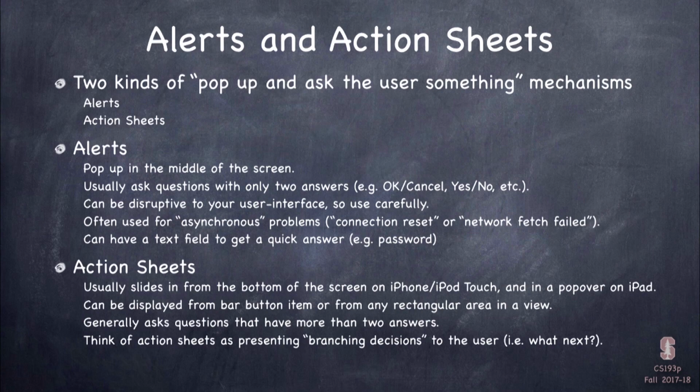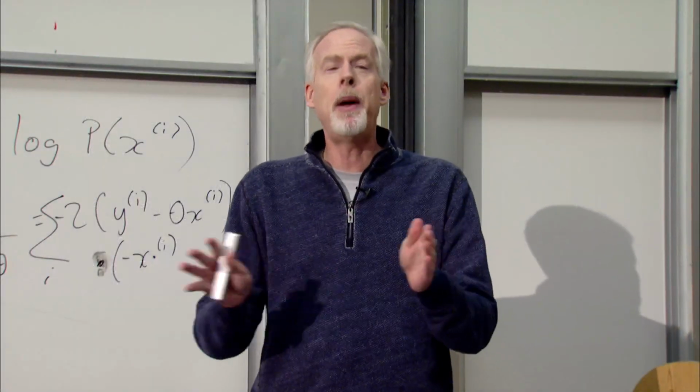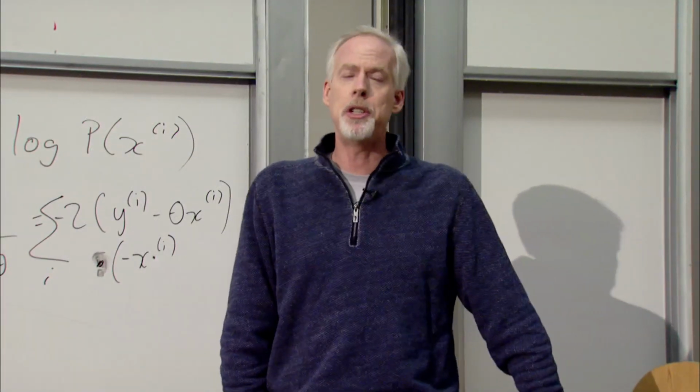Now an action sheet is similar in that it's modal, takes over the screen, but here you're almost always going to have more than two choices. This thing slides up from the bottom. You're going to usually have 2, 3, 4, 5 choices even. And here what you're doing is asking the user to make a branching decision. Maybe they've asked to get a picture in their app, and you want to know, do you want it from the camera, or from the photo library, or from somewhere else? They're branching right there, and you can't really help them until they make that decision for you. So that's what an action sheet is for.